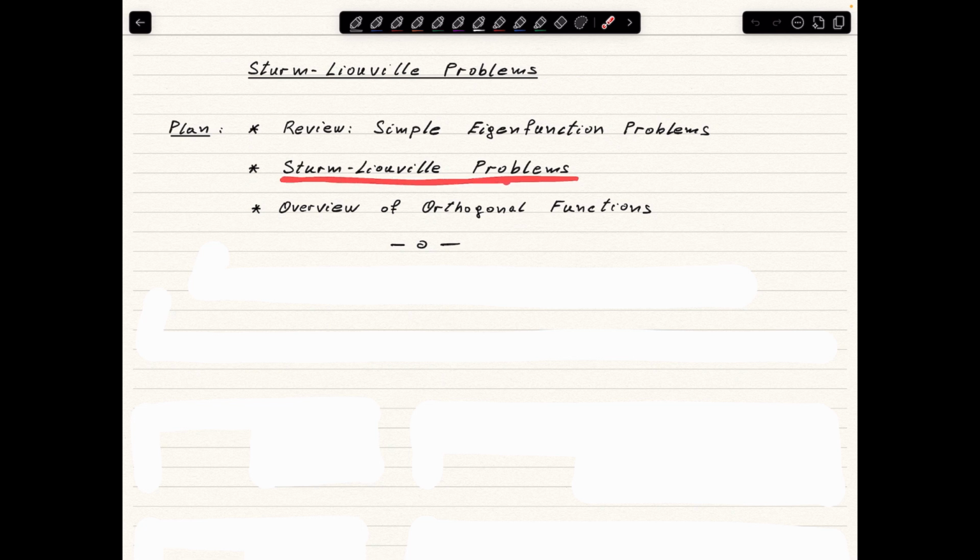Then we are going to see that these Sturm-Liouville problems have very nice properties. The solutions of these problems have very nice properties, and we are going to show that the solutions of our simple eigenfunction problems also have these properties. Today we are going to focus on one of these properties, which is that the eigenfunctions are mutually perpendicular, or orthogonal. So we are going to introduce the idea of orthogonal functions, and then we are going to verify that the solutions of our simple eigenfunction problems are mutually perpendicular. So that's the plan for today.